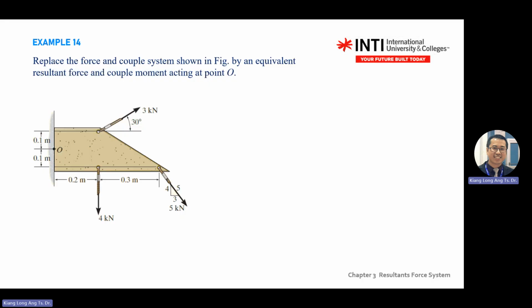Example 4. This is 2D. Replace the force and couple system shown in the figure by an equivalent resultant force and couple moment acting at point O.